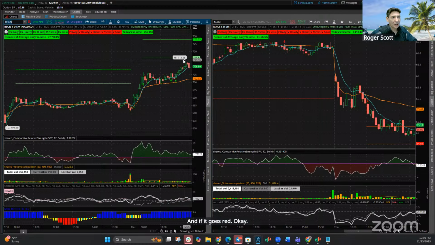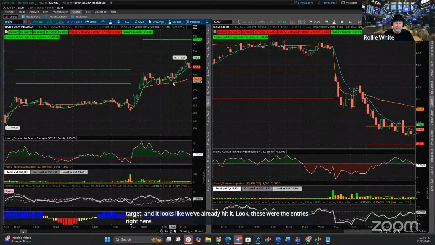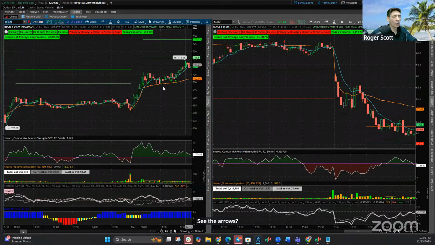Also, it's a little overextended based on what I've got here. This is the first target, and it looks like we've already hit it. Look, these were the entries right here. See the arrows? So we're kind of a little past our prime, if you will.